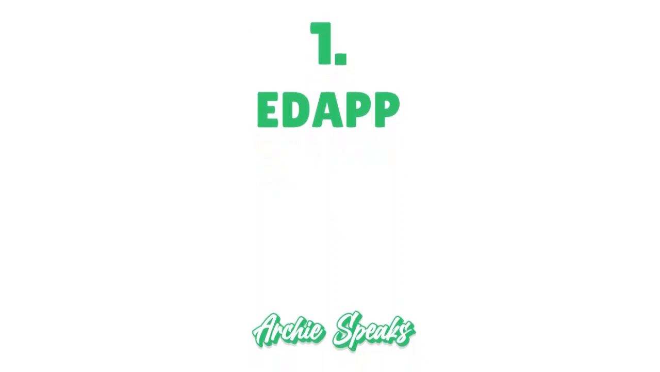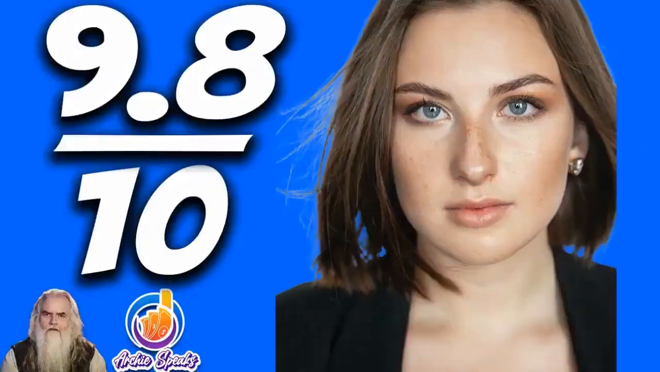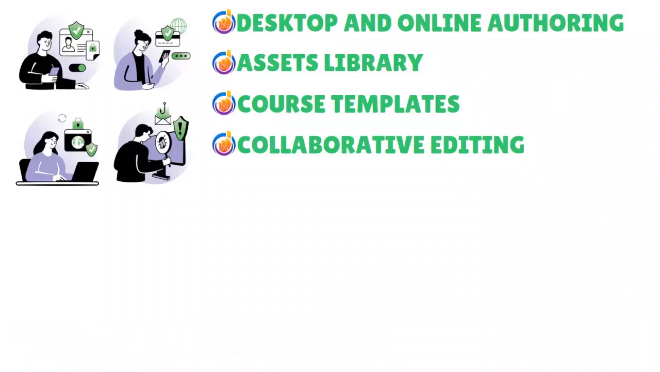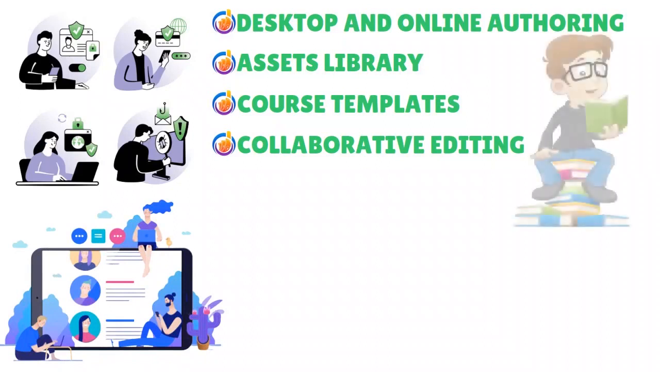Number 1, the best of the best when it comes to the top 10 rapid e-learning development tools, we have EdApp. Our score, 9.8 over 10. So when you think about EdApp, think about a top learning management system that has a rapid authoring toolkit. And if you go with EdApp, you can actually avail yourself of the tools and capabilities so that you can stay ahead of the L&D game, the learning and development game.